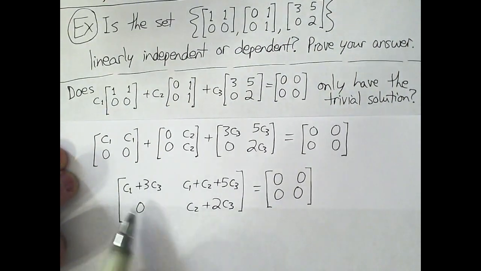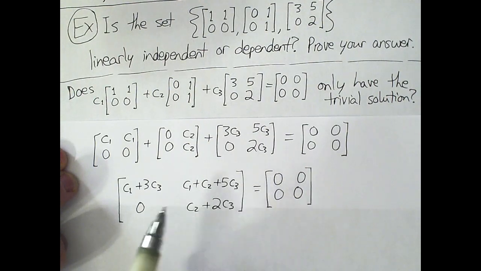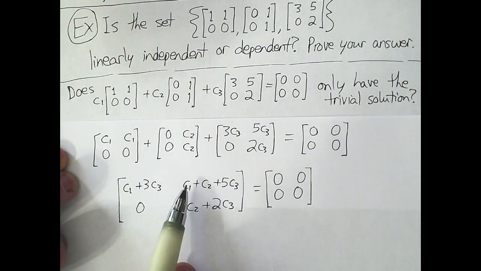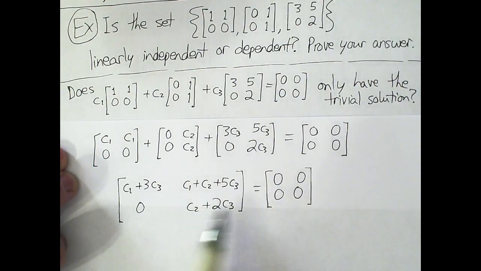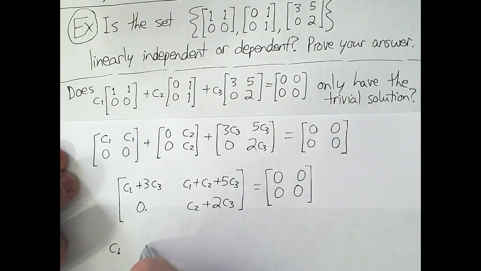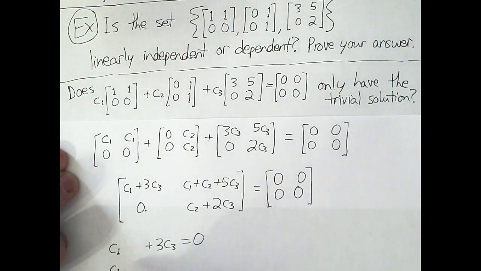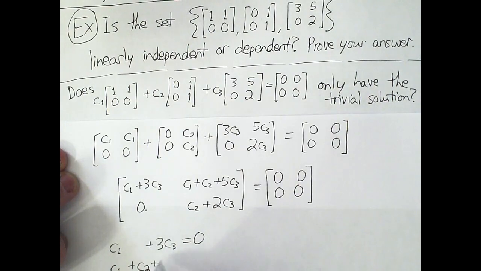Well, in order for 2 matrices of the same size to be equal to each other, all of the corresponding entries have to be equal. C1 plus 3C3 would have to equal 0. This other thing would have to equal 0. This thing would have to equal 0. I can tell that the entry in the lower left already equals 0, so there's no work to do for that one. But the other 3, do they equal 0 at the same time? That is what we call a system of equations, right? We've got three things that we would like to all equal 0 at the same time. Let me move this page up.